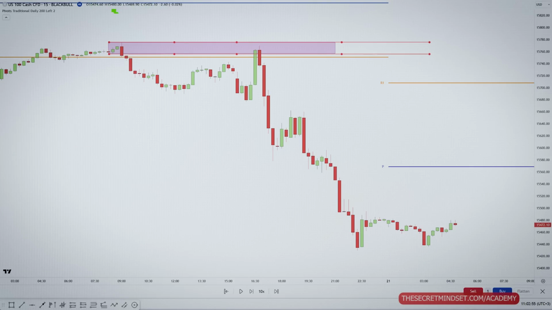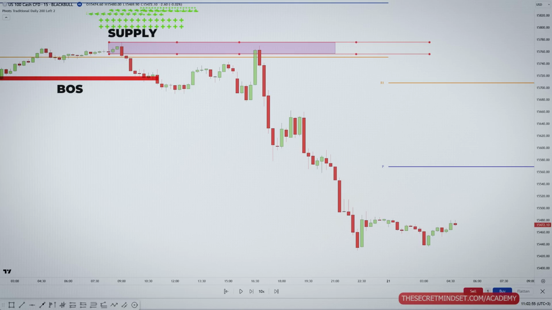First, we pinpoint a supply zone on the NAS 100 chart, indicating a trend continuation and at the same time a break of structure. Right after the supply zone, you notice a fair value gap, signaling strong selling interest and a significant influx of sellers.